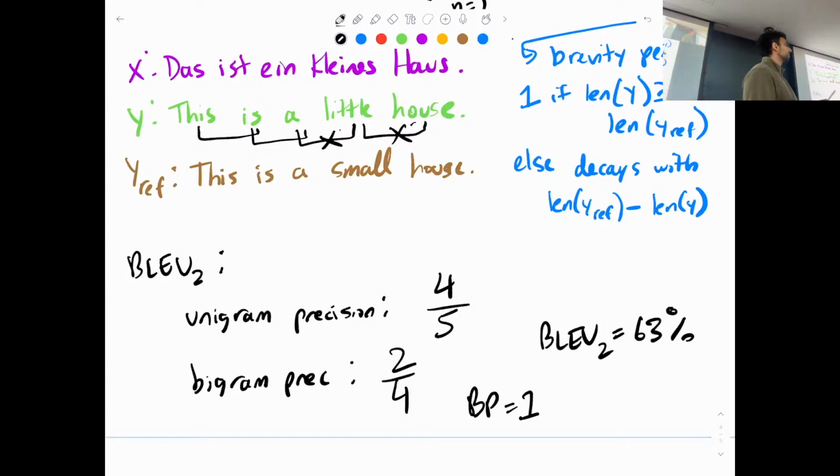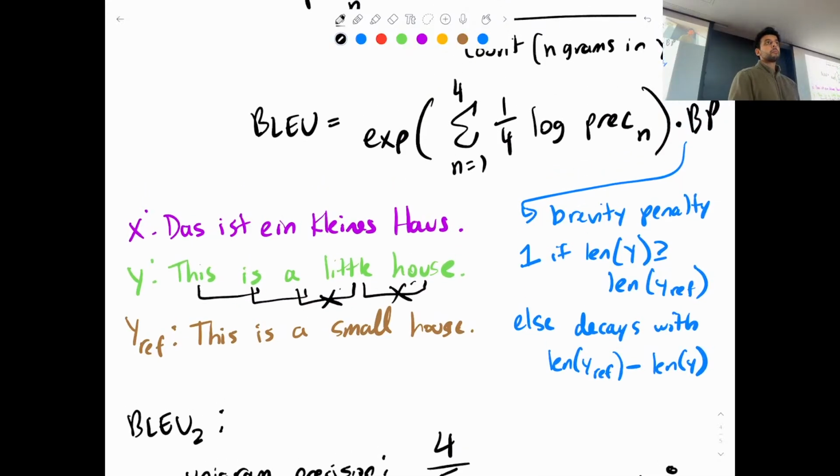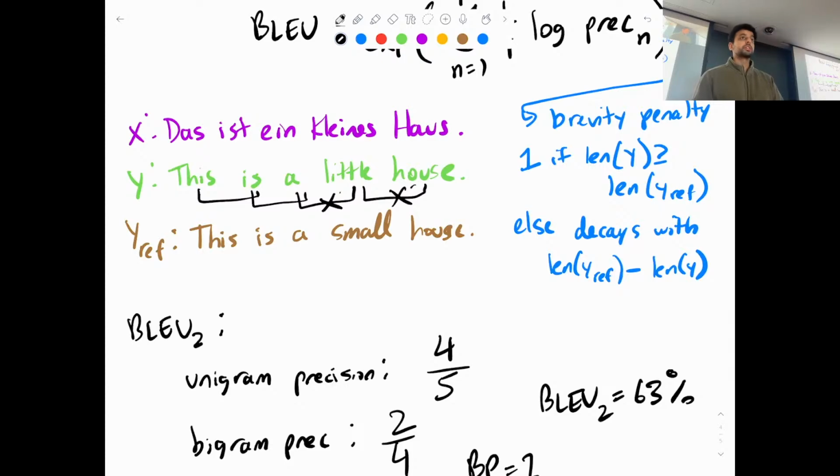So a system that achieves a higher score is probably doing a better job of translation than a system with a lower score. Yeah. So for the brevity penalty, it will multiply by 1. So it has no effect if the length of the output is longer than the reference. So you can imagine here, if the candidate was just small house and we didn't have a brevity penalty, we would get 100%.